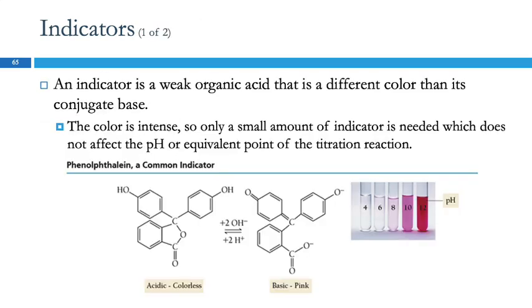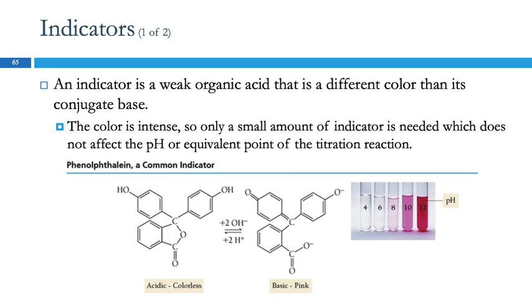So what are these indicators? There's a whole bunch of them, not just phenolphthalein. These indicators are weak organic acids where the acid is a different color than the conjugate base, which is kind of crazy when you think about it. You put a hydrogen ion on it and it changes color. And they are very intensely colored, so we only need a tiny bit. If we needed a bunch, they would also participate in the titration and mess up our results. So they have to be very intensely colored.